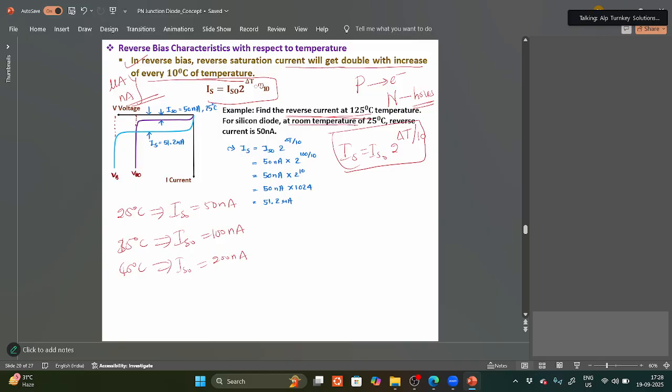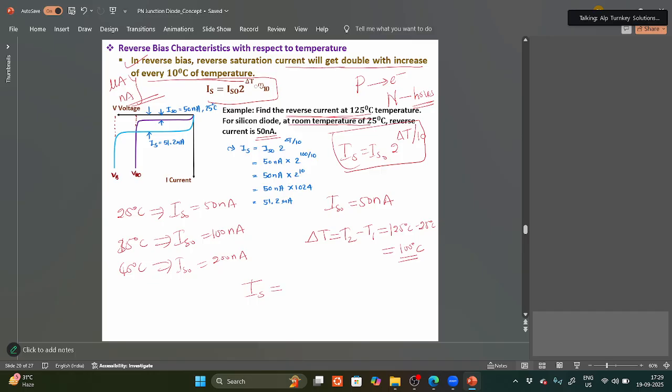For silicon at room temperature, he has given 50 nanoamps. So the given data is Is naught equal to 50 nanoamps, and delta T you need to find out. Delta T equals T2 minus T1, which is 125 degrees Celsius minus 25 degrees Celsius. So this is 100 degrees Celsius. So I will find out the Is.